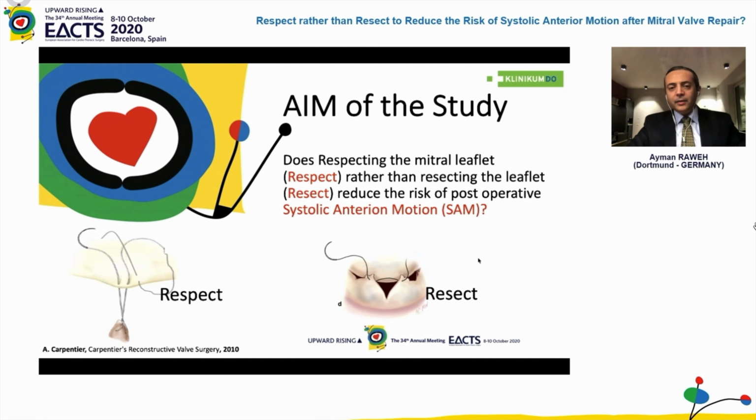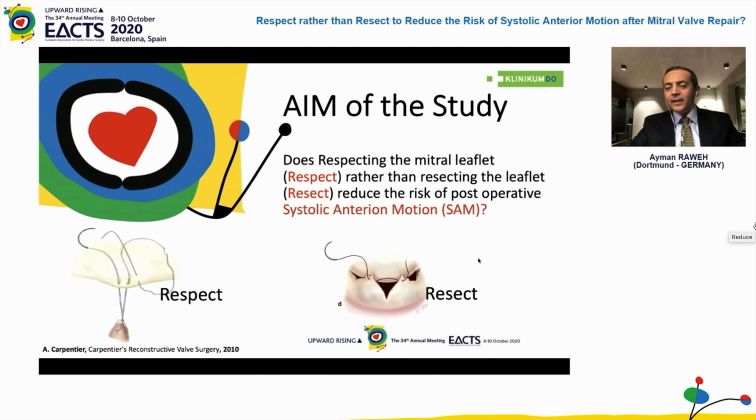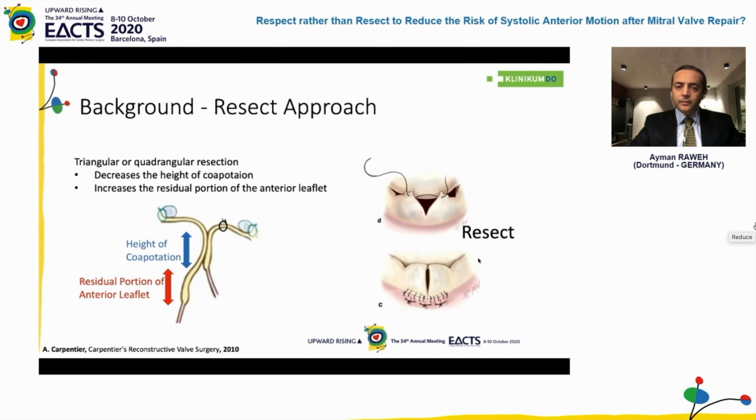In our study, we wanted to see if there is a difference between the Resect approach and the Respect approach in mitral valve repair in producing postoperative systolic anterior motion. In the Resect approach, triangular or quadrangular resection are used, and this decreases the height of the coaptation and increases the residual part of the anterior mitral leaflet.